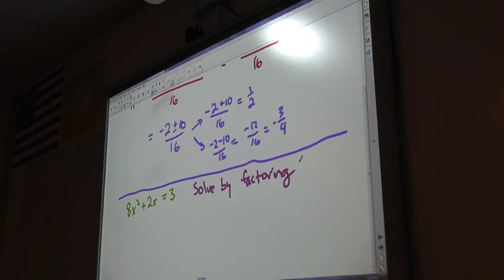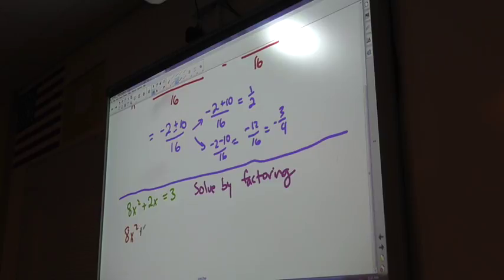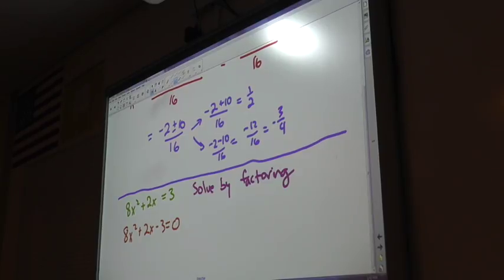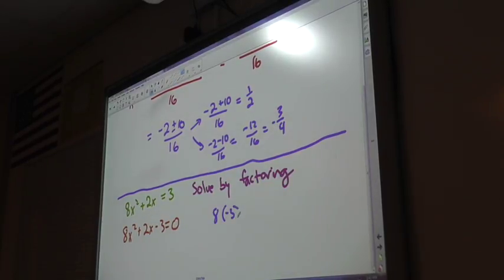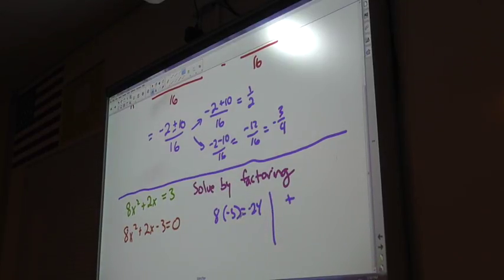How do we factor this? You guys remember the AC method? A times C, 8 times negative 3 is negative 24, right? What factors of negative 24 when I add together give me 2? I'm thinking around 6 and 4-ish. So 6 and negative 4 give me positive 2, right?